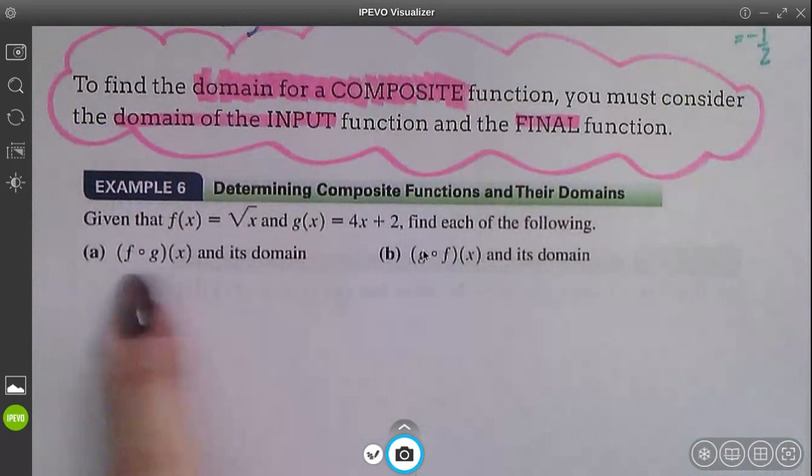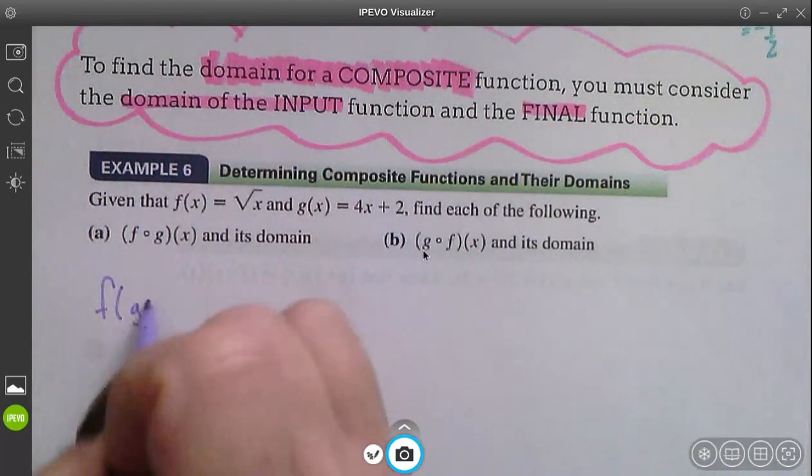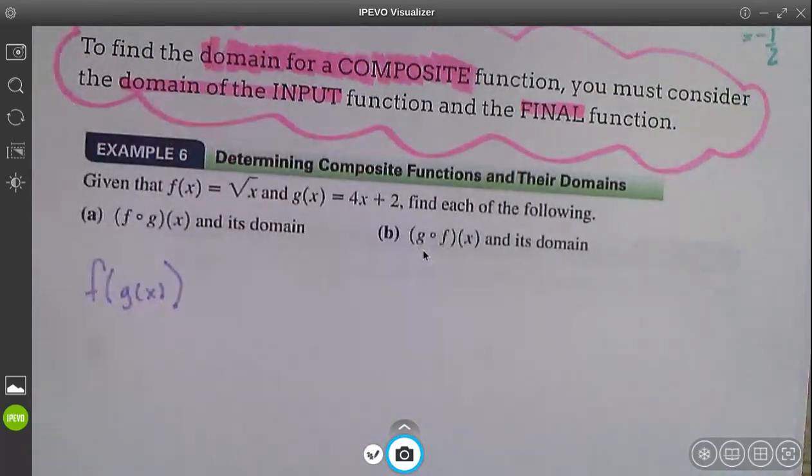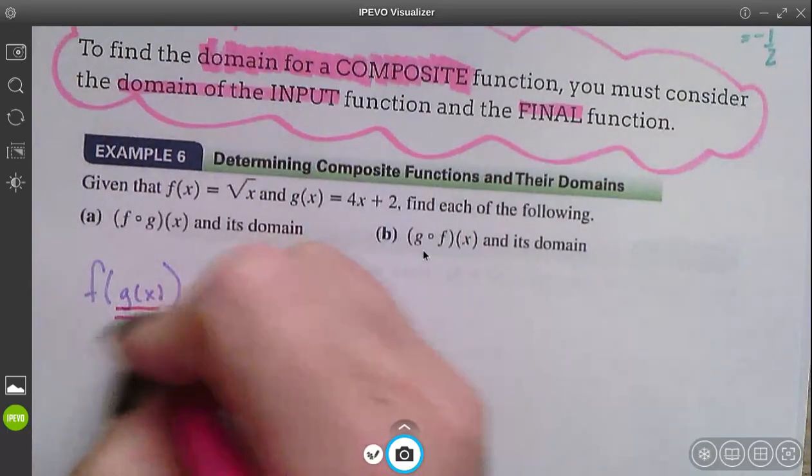So in this example here, f circle g of x, another way to write that is f of g of x. So which one of these is our input function? What's the one on the inside? So this is our input function.